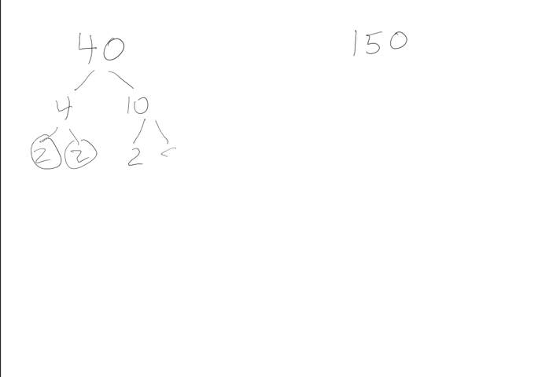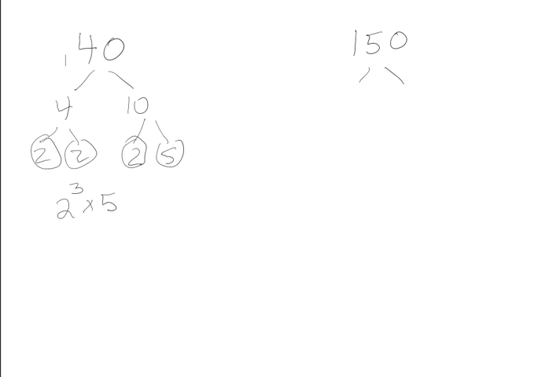You need to find the least common multiple of 40 and 150. First thing you need to do is get the prime factorization of each of them. So 40 is 4 times 10. Neither of those is prime. 4 is 2 times 2. Both of those are prime. 10 is 2 times 5, and both of those are prime. So this is 2 to the third times 5.